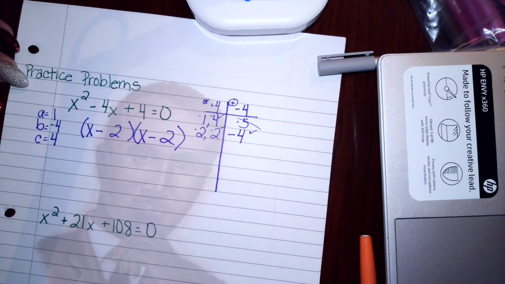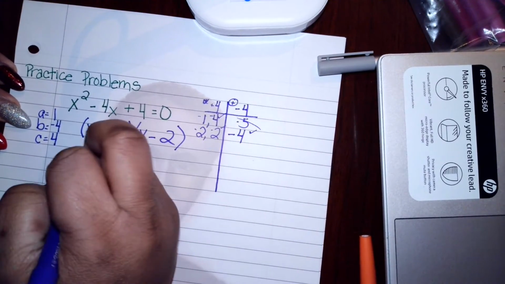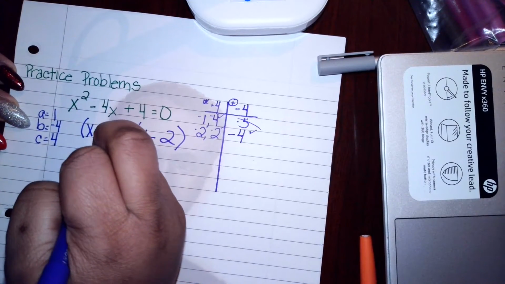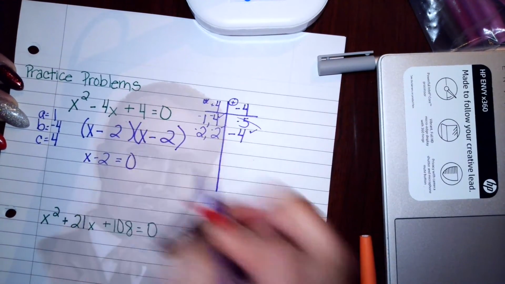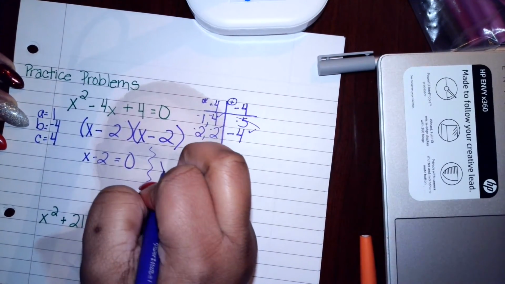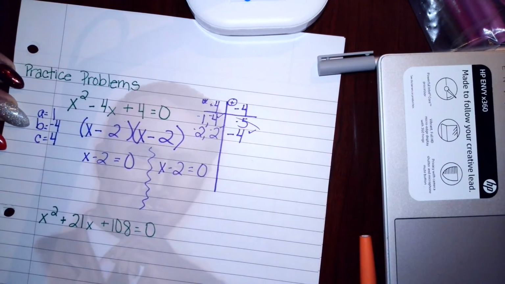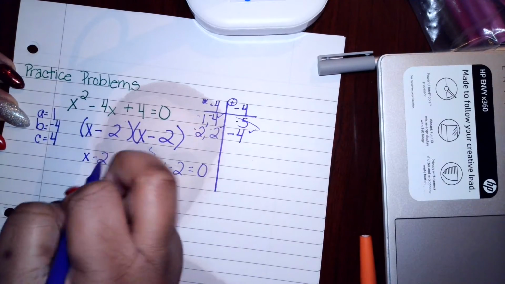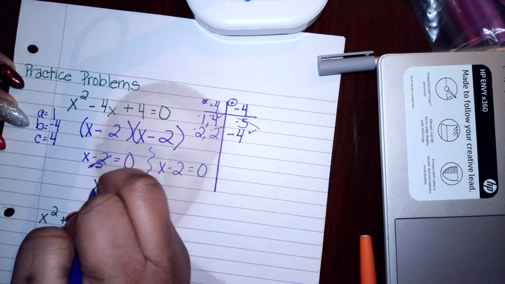So now we're going to move on to the next part, which is to set each of the factors equal to 0. So we're going to do x minus 2 is equal to 0. And then we're going to do it again because it's the same thing: x minus 2 equals 0. We're going to solve for x. So we're going to add 2. That's going to cancel out, and bring down the x.